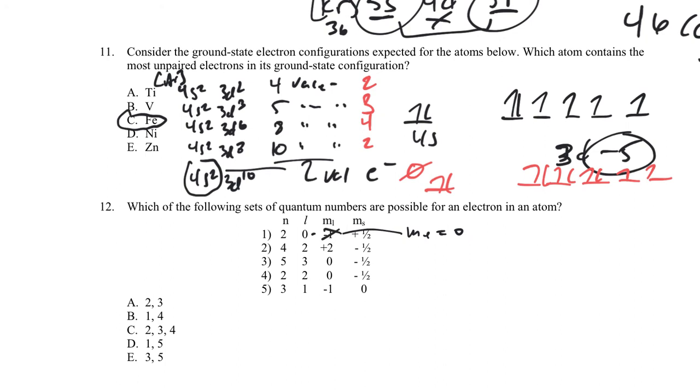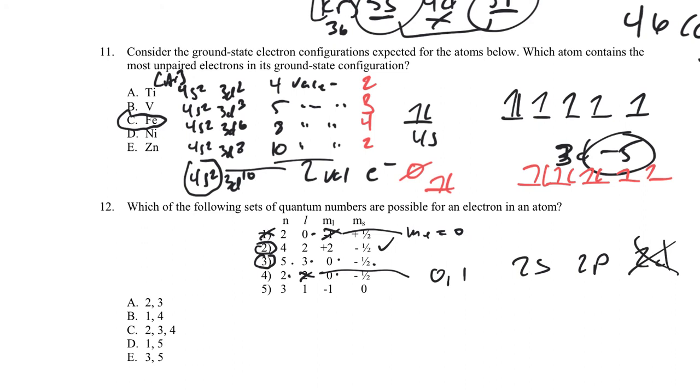So which set is possible? Well, 1's not possible. 4, 2, plus 2, minus a half. That looks good. So 2 is definitely possible. 5, 3, 0, minus a half. That looks good too. Nothing wrong there. So 3 is possible. 2, 2, 0, minus a half. The range of l can only be up to n minus 1. So the highest l can be when n is 2 is 1. So l here can be 0 or it can be 1. That just means you can have the 2s or the 2p subshell. You can't have a 2d subshell.